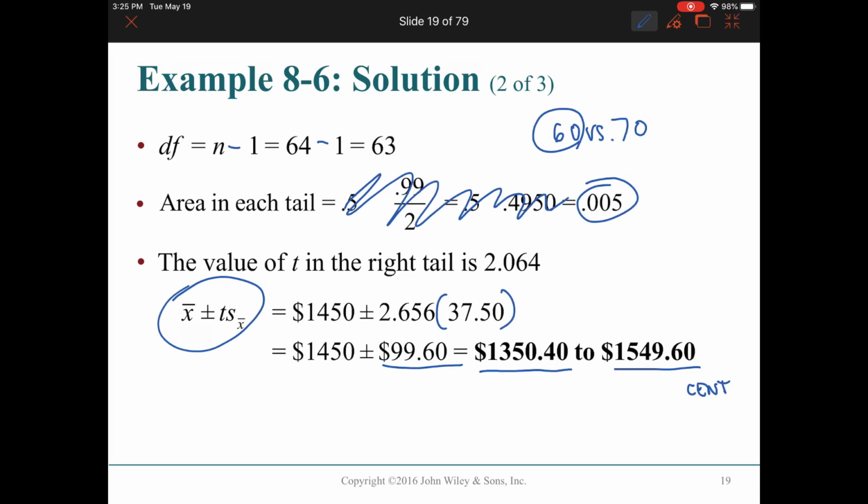And I've got a cat here on my leg, so excuse me for a second. Good thing the camera's not on.